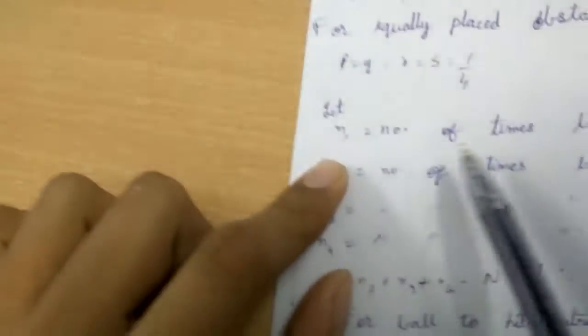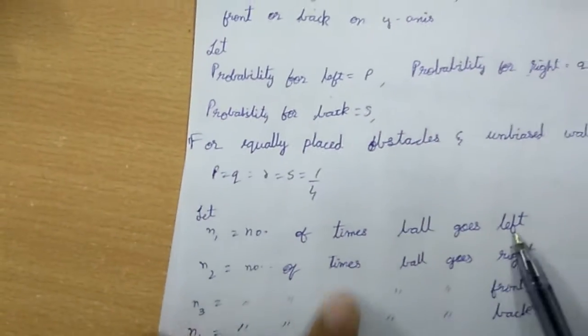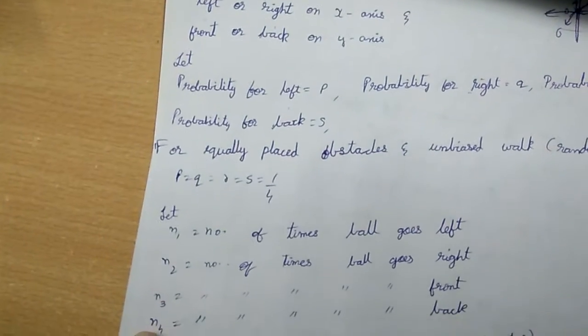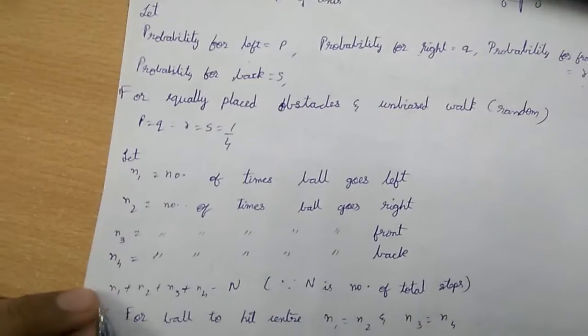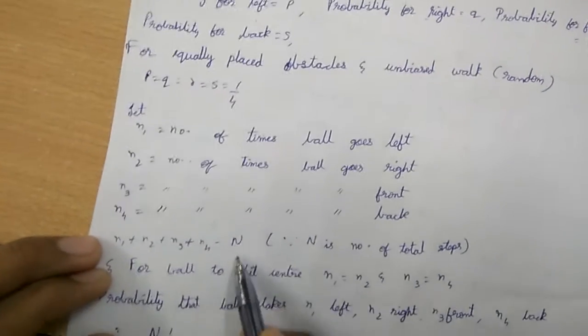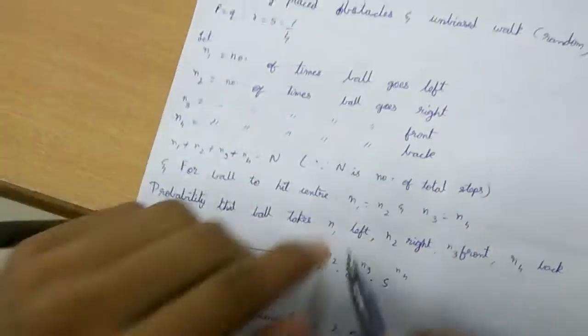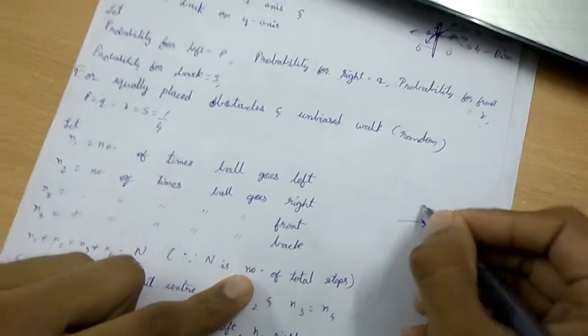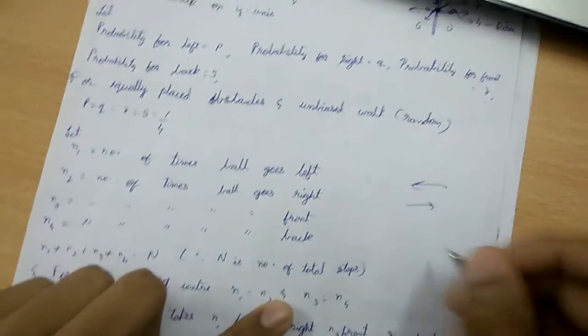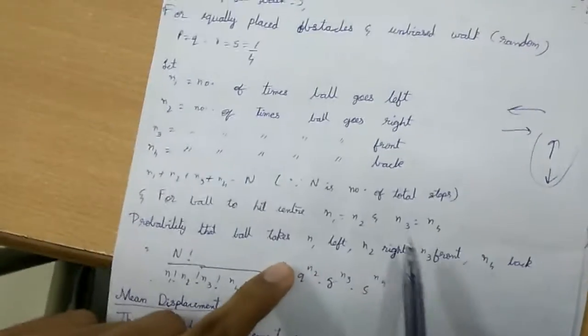Let n1 be the number of times the ball goes left, and n2 be the number of times it goes right. Similarly n3 the number of times it goes front, and n4 the number of times it goes back. So by our intuition, n1 plus n2 plus n3 plus n4 equal to n, the total number of steps. Now, for the ball to hit the center of the sphere, which is what is asked in the question, n1 equal to n2. Like how much it goes left, it should go the same amount right. These two should be equal, and front and back should be equal. So n1 equal to n2 and n3 equal to n4.